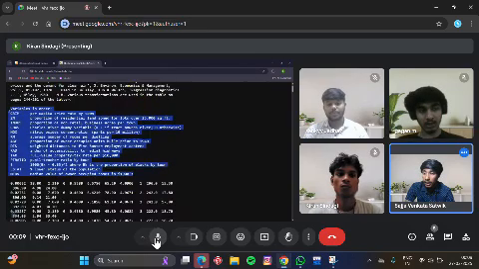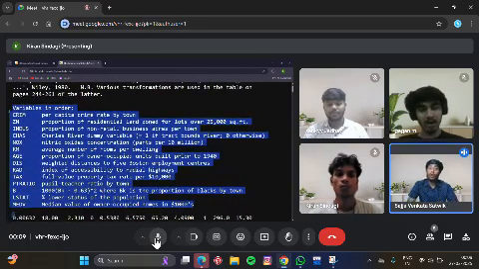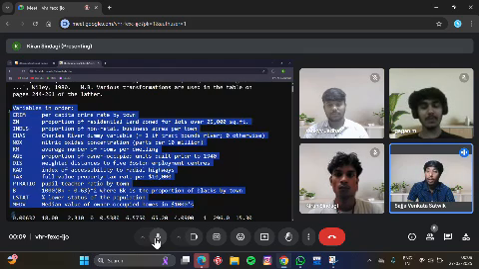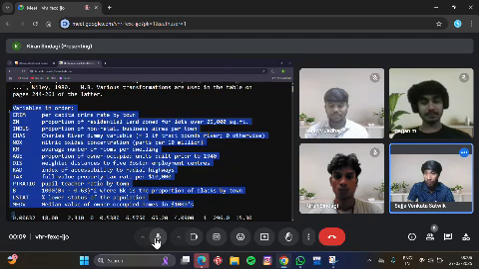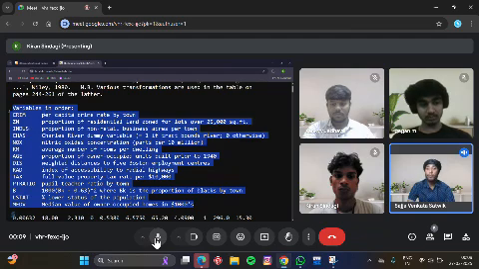Then ZN, the land zoned for lots over 25,000 square feet. Next is INDUS, the non-retail business acres per town. Next is CHAS, the Charles River dummy variable. NOX, the nitric oxide concentration. Then RM, the average number of rooms per dwelling. AGE, the proportion of owner-occupied units built prior to 1940.